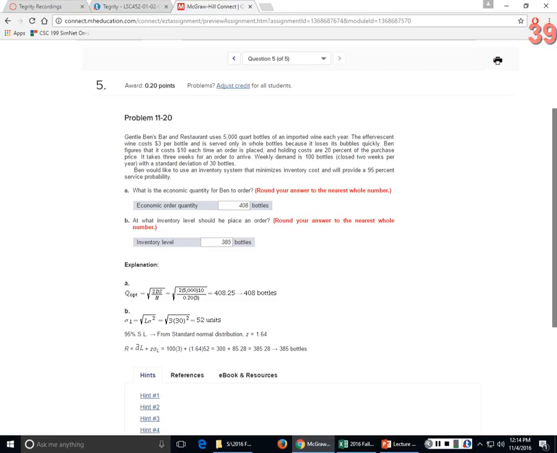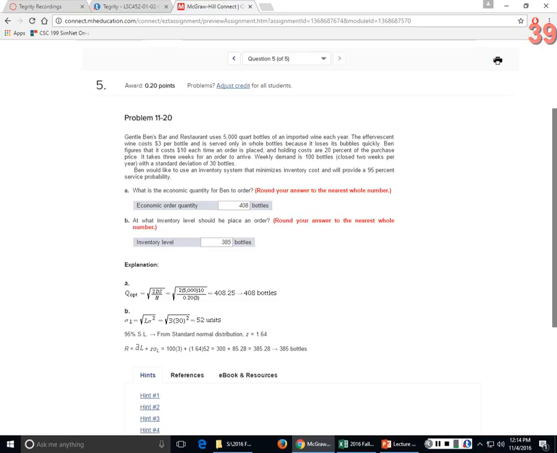Is that C? Yep, because that's our cost per unit. It's served only in whole bottles because it loses its bubbles quickly. Ben figures that it costs $10 each time an order is placed. Kirsten, what does the $10 represent? Yep, every time I place an order, it's my setup cost. And holding costs are 20% of the purchase price.